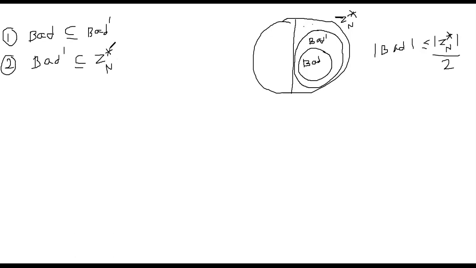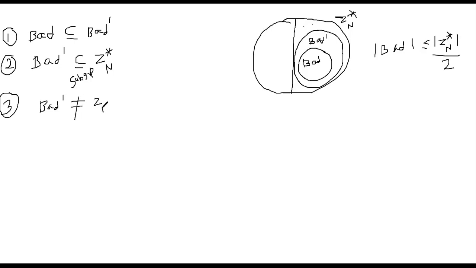So I will say group here. This is not just regular set containment. It is subgroup containment. Bad contained in bad prime is the very first step. Bad prime contained in Zn star as a subgroup is the second step. The third step is to show bad prime is not the same as Zn star, meaning there are elements in Zn star that would not be present in bad prime, so it is not exactly equal to Zn star.